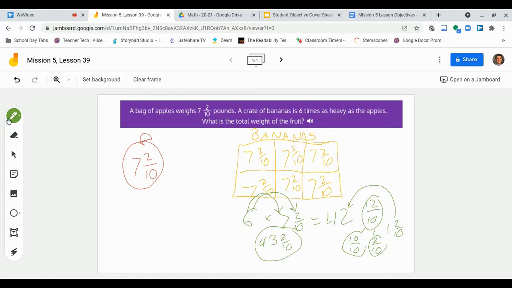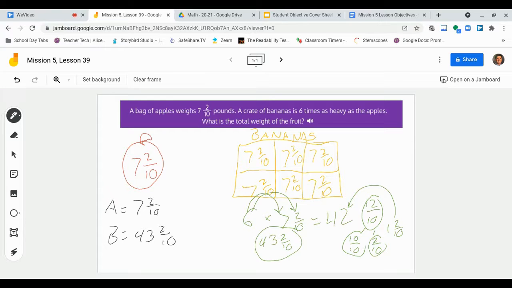I'm going to label over here because it's good to label, right? So I have apples. I'm just going to put A. I know we're 7 2/10. And then bananas are 43 2/10 of a pound. So therefore, is 43 and 2/10 my answer, my solution to this word problem?